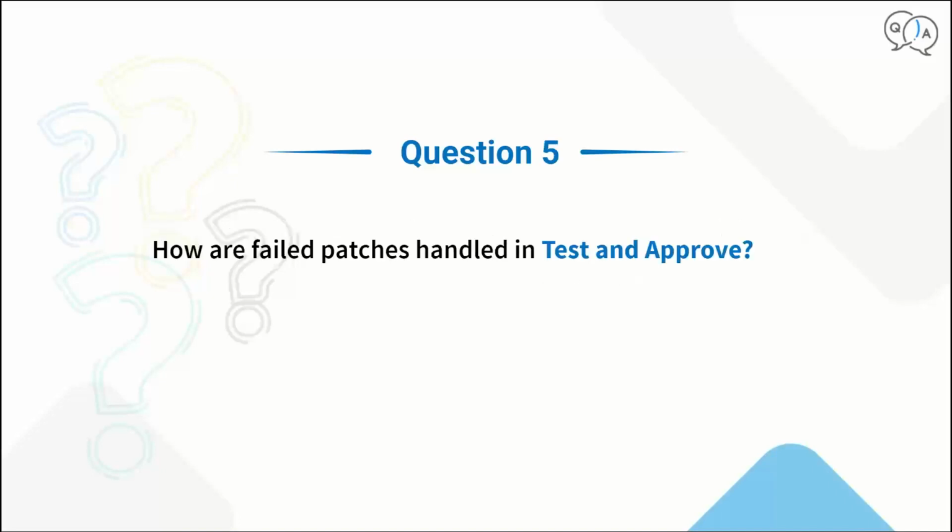Let's take a look at the next question. How are failed patches handled in test and approve? The patches that fail even on one of the machines will not be approved. So you can check the patch failure remarks and see what is stated as the cause of failure. You can qualify the reasons and choose to either decline this patch or mitigate the cause of failure and test it again.